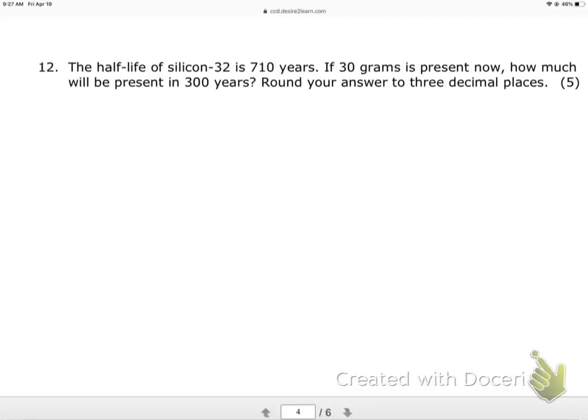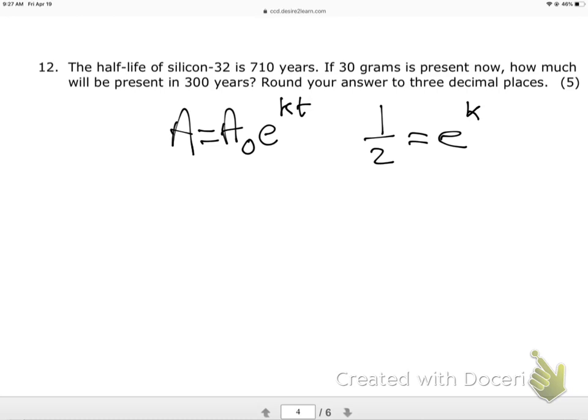Half-life of silicon. Okay, again, we're using this: A0 e to the kt. But for half-life, it's just this: a half equals e to the kt. Now, it takes 710 years, so a half equals e to the k, 710. That's where it goes.